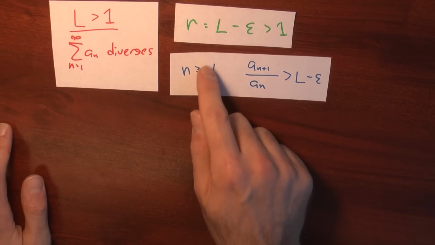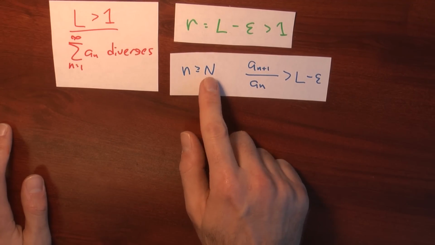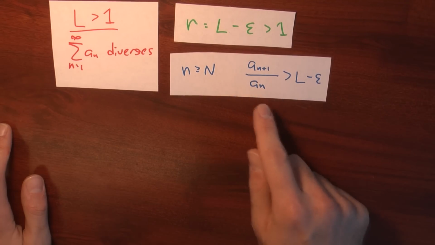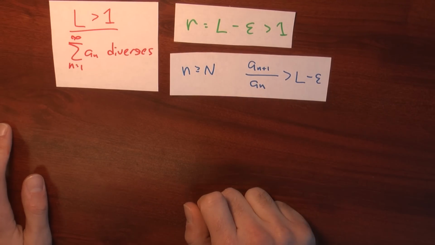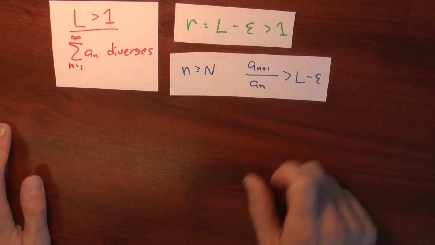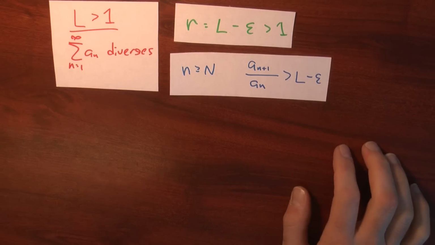So there's some big N so that whenever little n is bigger than or equal to big N, this ratio, the thing I'm taking the limit of, is within epsilon of the limit L. So in particular, this ratio is bigger than big L minus epsilon. Now, why is that significant?